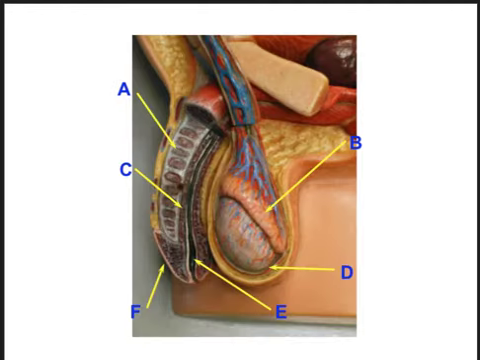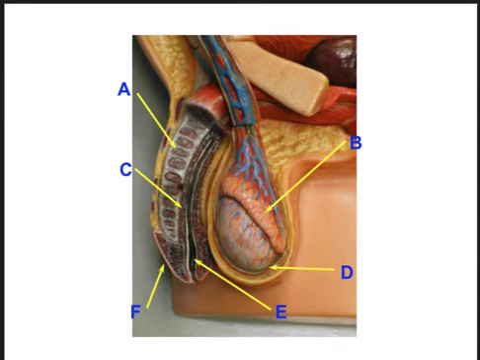Okay, moving on. This is a pullback. A is pointing to the corpora cavernosa. C is pointing to the corpus spongiosum. Now, what are the important features of these pieces of tissue? They're important in the erectile response. What happens when an erection is achieved is that these tissues engorge with blood and the penis begins to stiffen.